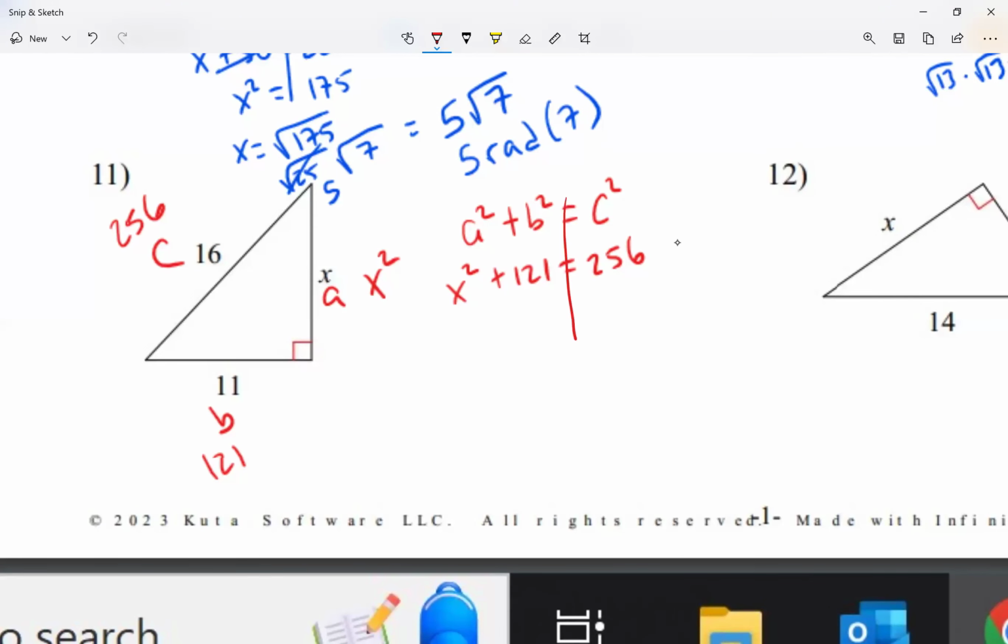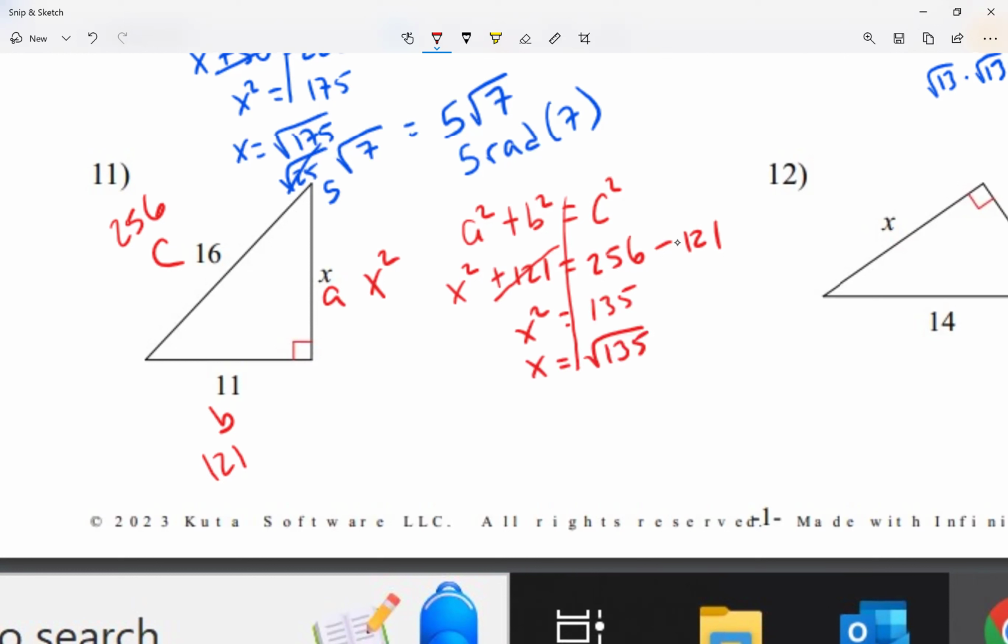Good. Let me separate my sides at the equal sign. I want the x squared by itself. So this plus 121, let me move it over as a minus 121. So that gives me that x squared is equal to 256 minus 121, which is 135. So that means that x is equal to the square root of 135. Let's simplify that if possible. I'm thinking I can simplify this.